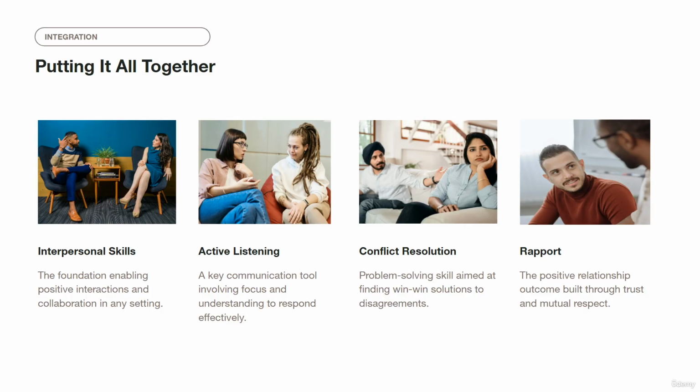Conflict resolution. Conflict will arise in business. As I mentioned elsewhere, business is fundamentally about human relations. And with so many people involved with different priorities, there will be conflict, but it doesn't have to be a disaster. And rapport is building a positive relationship through trust and mutual respect.